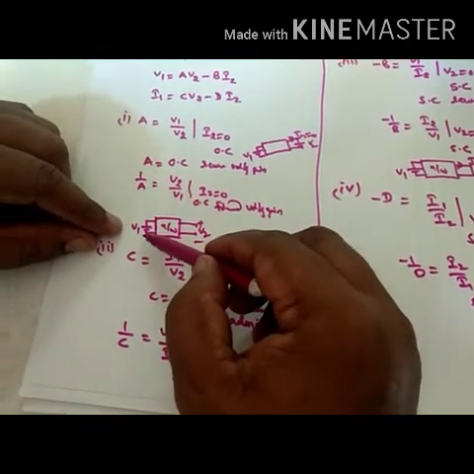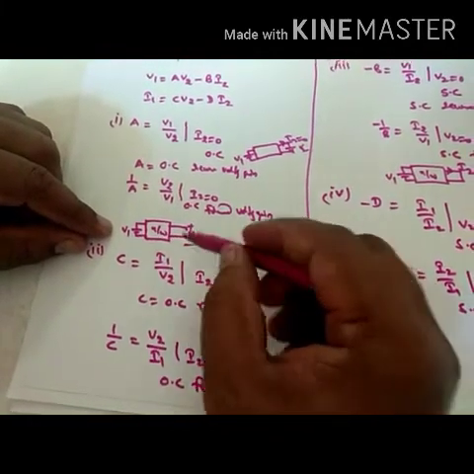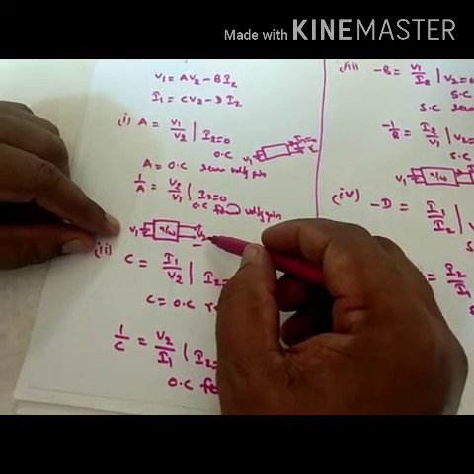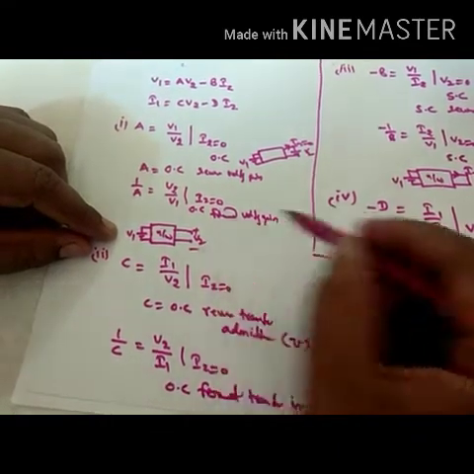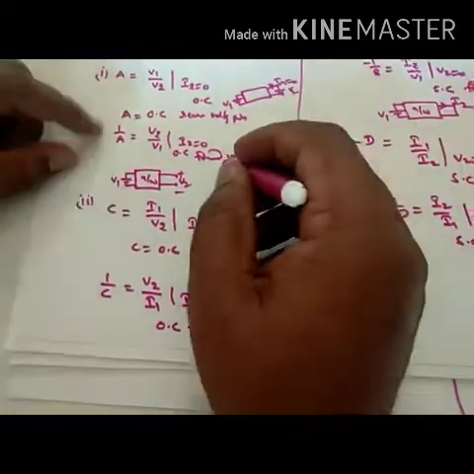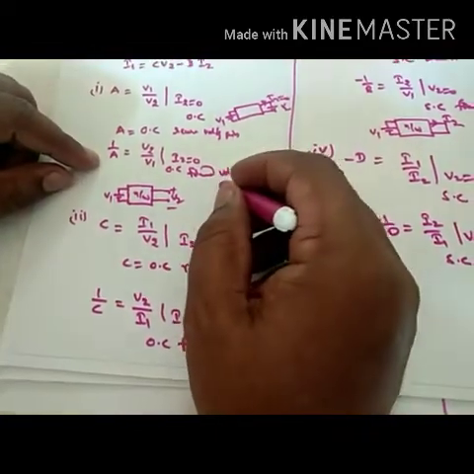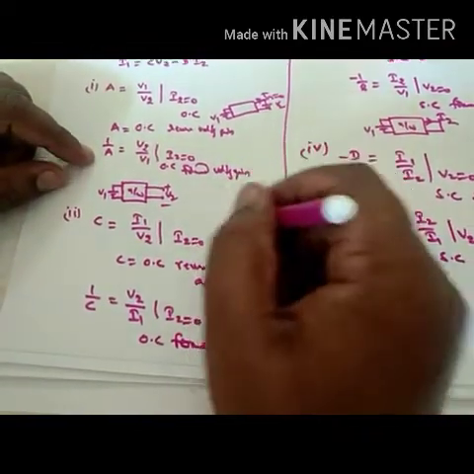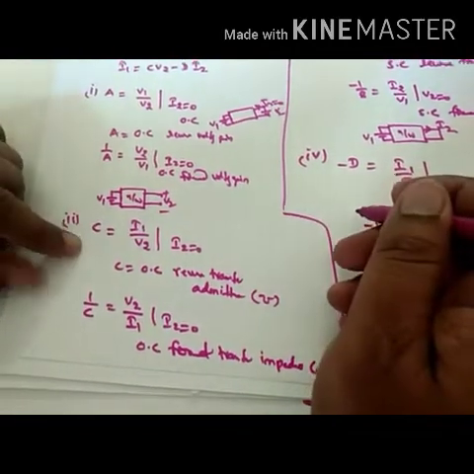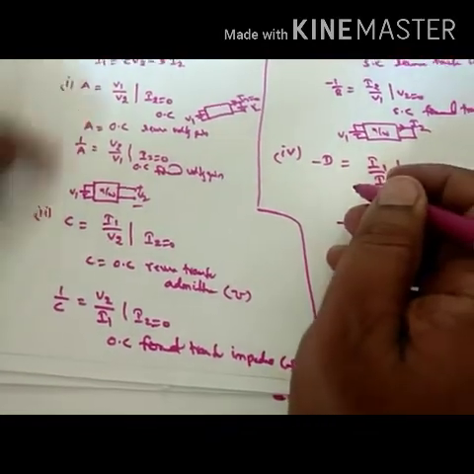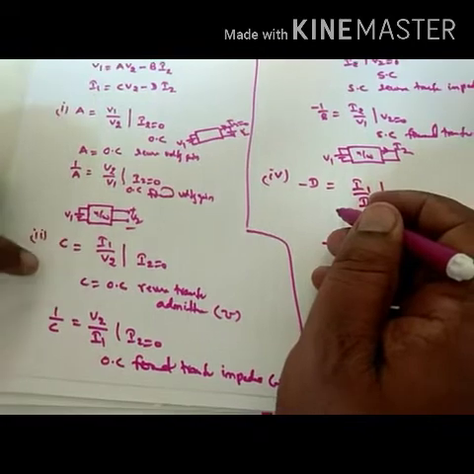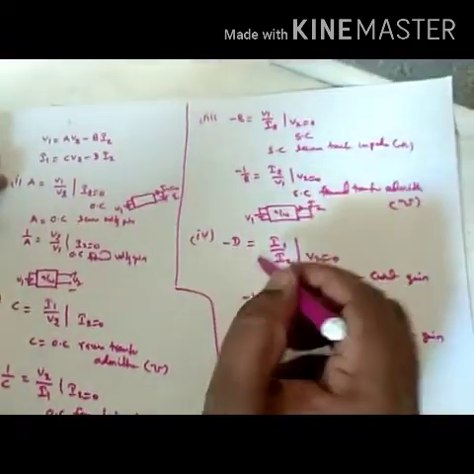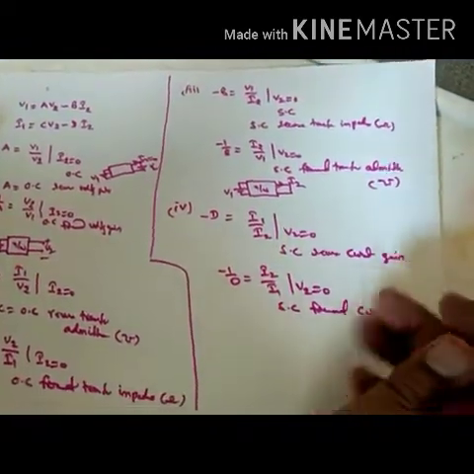That means apply some voltage V1 and consider the network. Find output voltage V2 at output terminals. Okay, so that is 1 by A, open circuit forward voltage gain. Like that, remaining also, find the reciprocal for each and every one: A 1 by A, C 1 by C, B 1 by B, D 1 by D.